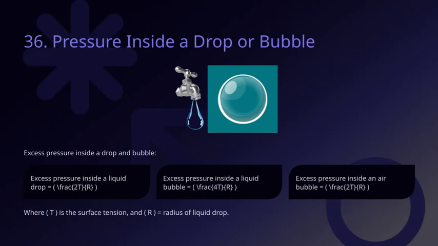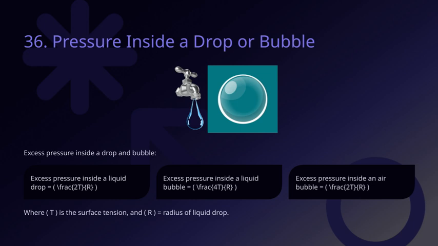Now, let's look at the excess pressure inside different types of bubbles and drops. For an air bubble, the excess pressure is given by 2 times the surface tension divided by the radius, or 2T/R. This makes sense because the pressure difference is influenced by the surface tension acting on the curved surface, and the smaller the radius, the greater the pressure difference.